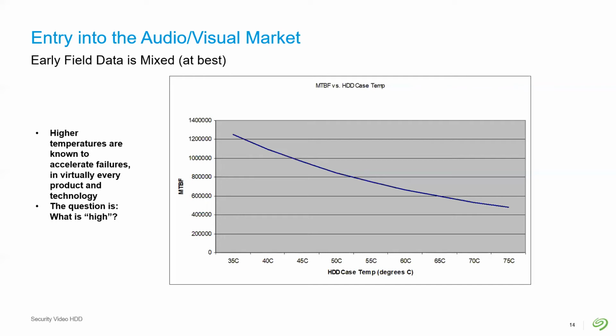Here we can see that going from a 35°C case temperature on a drive up to a 75°C case temperature can more than cut the reliability in half. So it's not a particularly great thing to do. But it's also important to note that some drives still ran at 75°C. They're not overly sensitive to temperature, but the cooler you keep them, the more reliable they are. Next slide, please.